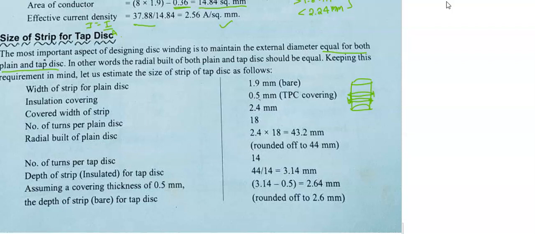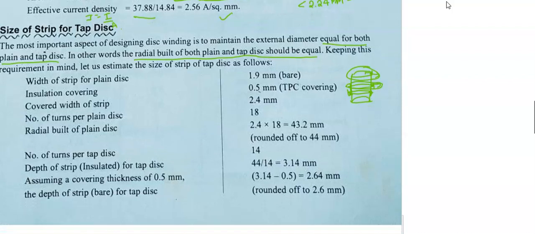In other words, the radial build of both plain and tap disc should be equal. Radially, this is the radial build. This radial build should be equal for tap and plain disc. Keeping this requirement in mind, let us estimate the size of the strip of tap as follows.